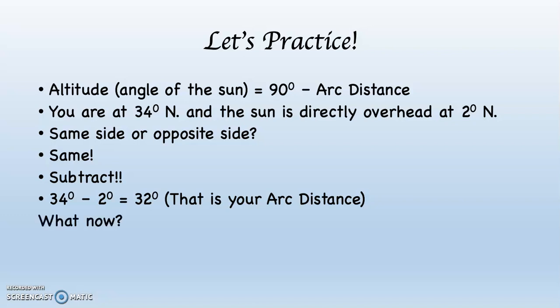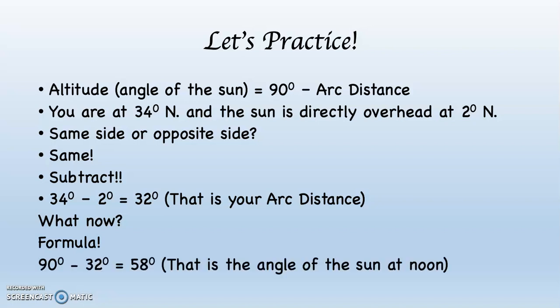Okay. What now? Is that what you're asking me? The formula, of course. So you take 90 degrees, you can see that's the first part of the formula, minus 32, which we just determined is our arc distance, equals 58 degrees. Which means on that day, when you are at 34 degrees north and the sun is directly overhead at 2 degrees north, the zenith at 34 degrees north, in other words, the sun at its highest angle in the sky that day, will be 58 degrees in the sky.